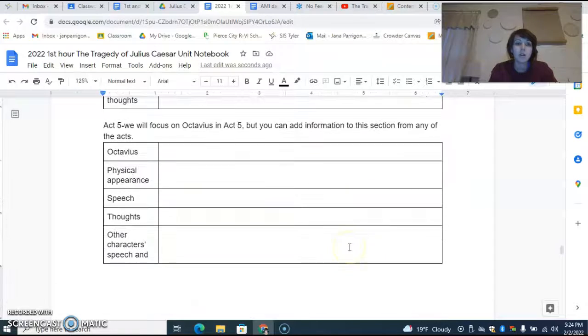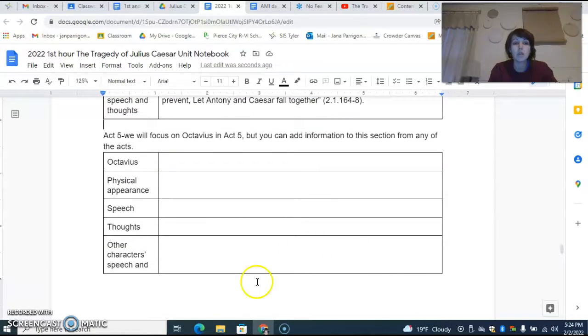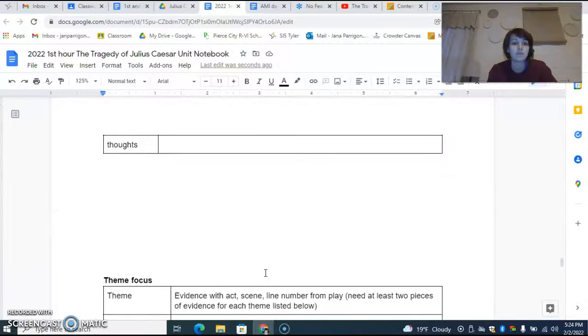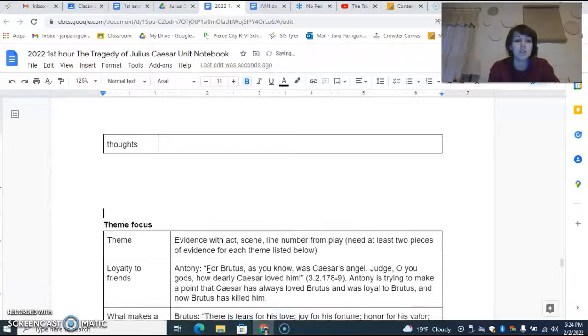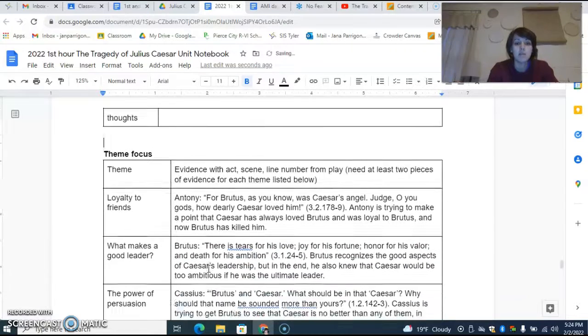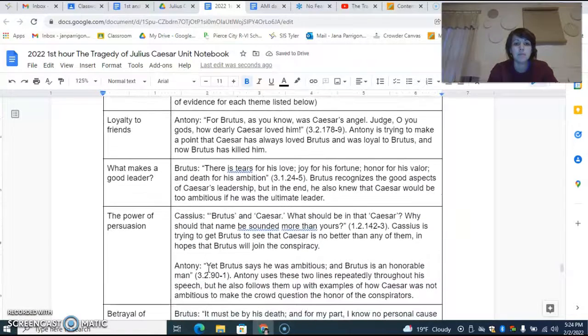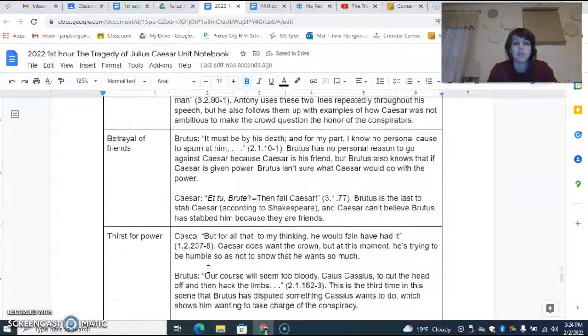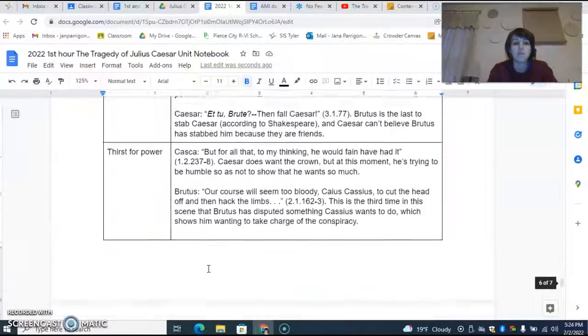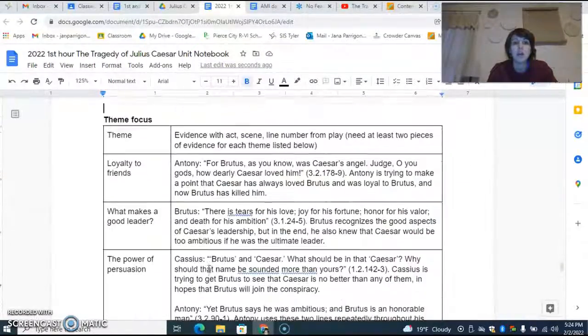Okay, we won't worry about Octavius till Act 5. There's not a ton to fill out about Octavius. As far as the theme focus goes, we'll worry about this when we get back to school. We'll do this part together, okay?